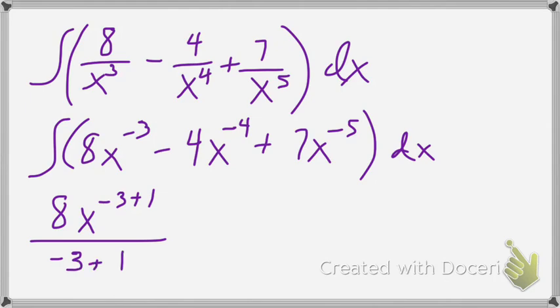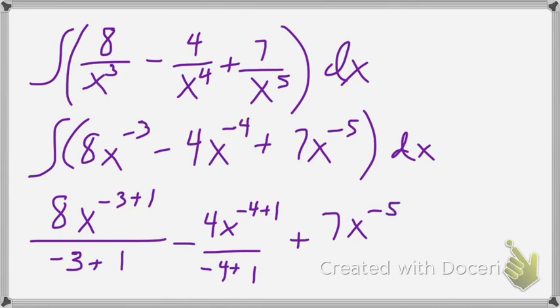Okay, well that number, of course, is negative 2. Add 1 to this power, negative 4 plus 1, divide by that same number, meaning we're dividing by negative 3. Add 1 to the next power, that's negative 5 plus 1, divide by that same number. Of course, we'll add the constant of integration.